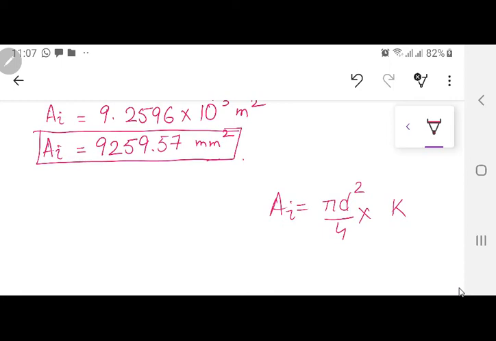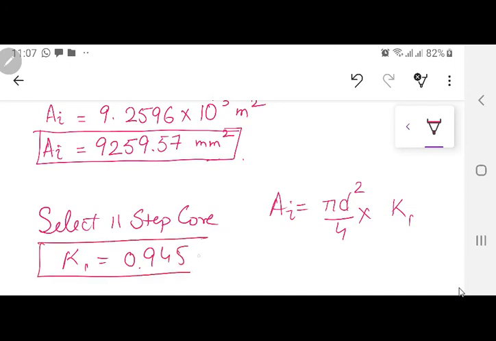Now, your book, in the design, they are taking a 9-step core. Here, I am deliberately taking an 11-step core. So, if I am going to select an 11-step core, this K1 factor is going to be equal to 0.945. Don't worry, you don't need to calculate this value. This will be given in your question, or maybe you can assume whatever value you want to use.